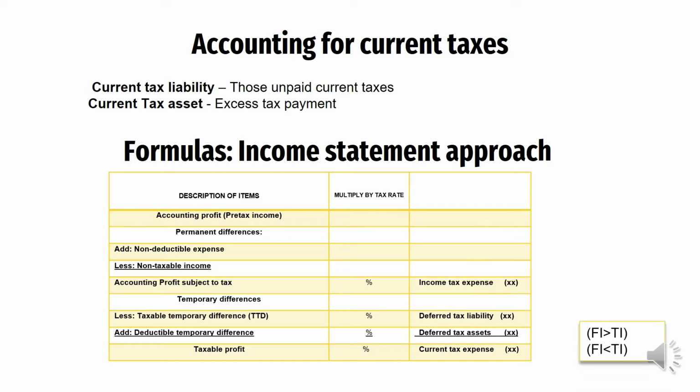When an item has higher financial income, the difference is a taxable temporary difference, which gives rise to deferred tax liability. An increase in taxable temporary difference or deferred tax liability is deducted in the formula. If the financial income is less than taxable income, the difference is a deductible temporary difference which gives rise to deferred tax assets. An increase in deductible temporary difference or deferred tax asset is added in the formula.